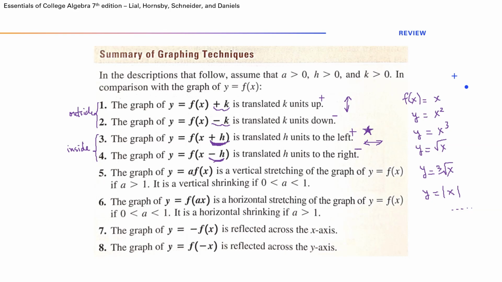Then we have the stretching. Vertical stretching is stuck outside of f. So this one is a times f of x. A factor a right here will be the vertical stretching if a is greater than 1. If it's less than 1 but also greater than 0, it is shrinking.